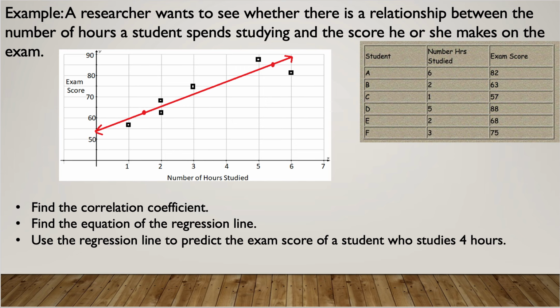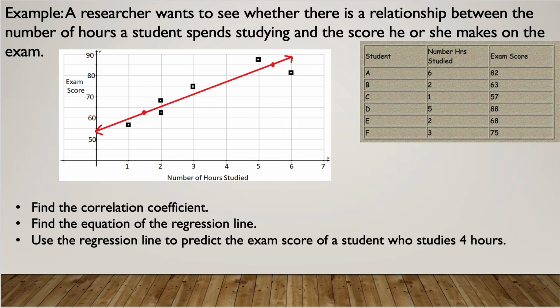So with that said, we're going to try part of this example. It says a researcher wants to see whether there's a relationship between the number of hours a student spends studying and the score they make on the test. So we see the scatter plot. We also see the line. We'll get to the line in just a minute. But right now, we're going to look at the first part of this problem. The first part says, find the correlation coefficient. So I'm going to use my calculator.